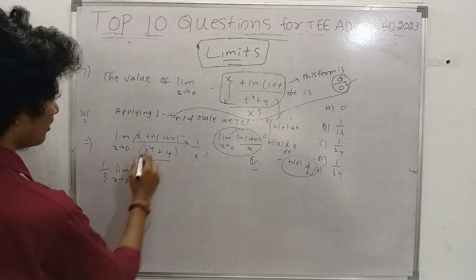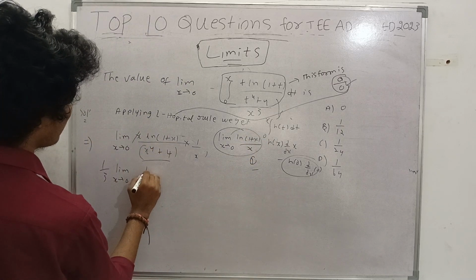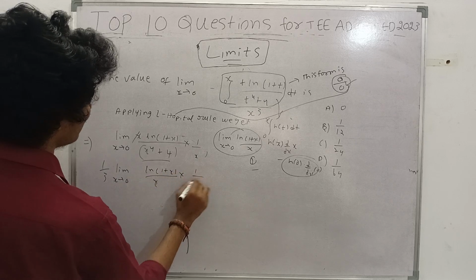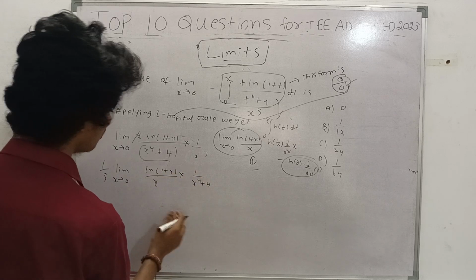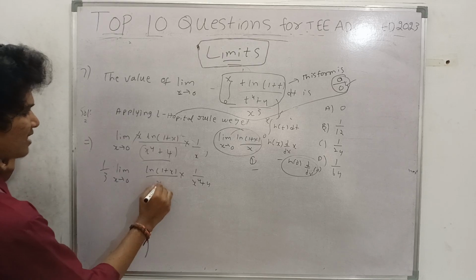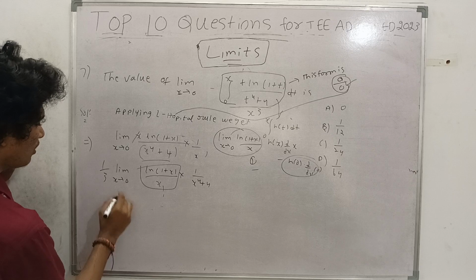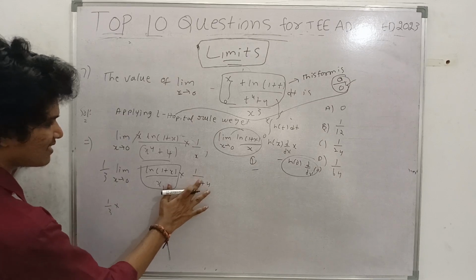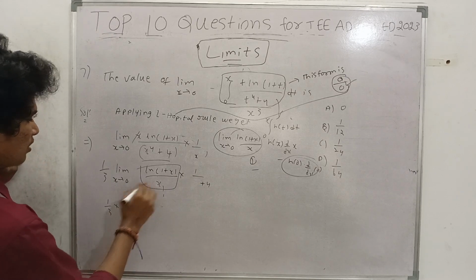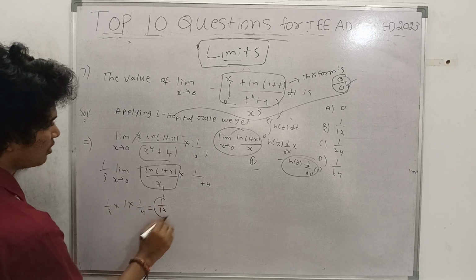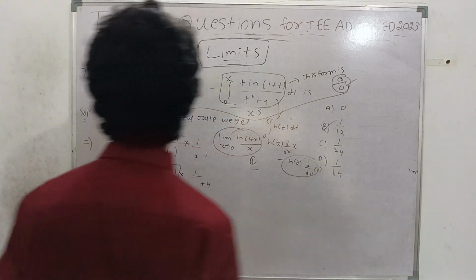If you observe carefully, I can write this as ln of 1 plus x divided by x into 1 by x power 4 plus 4. So ln of 1 plus x divided by x is completely 1. So 1 by 3 into 1, and when x is 0, this thing is 0, so 1 by 4. So 1 by 3 into 1 into 1 by 4 is 1 by 12. So what is the answer? 1 by 12. So option B is correct.